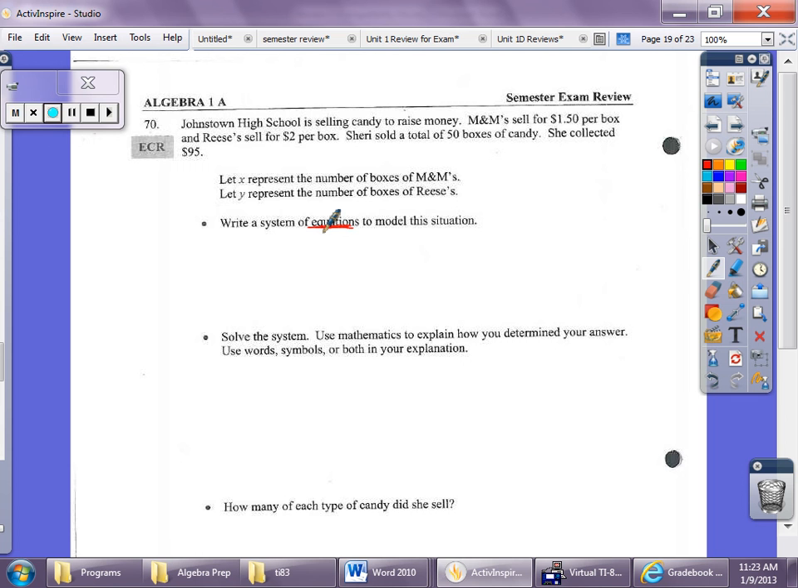So we know that x is M&M, so it's $1.50 x plus our Reese's, which is $2 for y, and we made $95. So this is all about the money. And then the next one is our boxes sold. Well, we sold x plus we sold y, and we sold a total of 50 boxes. So we have money and then boxes.